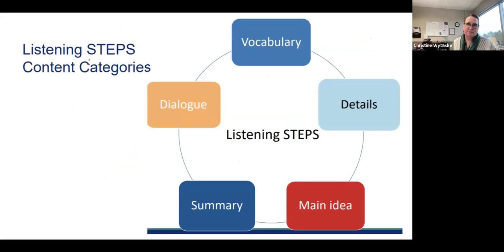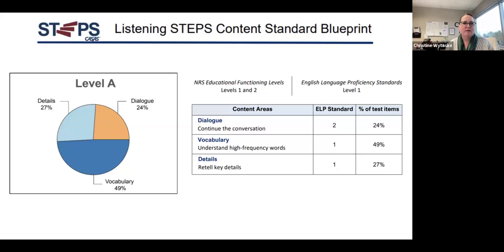A look at the listening. Same thing, you've got vocabulary, details, main idea, summary, and dialogue. Here's an example for the level A. How does it break down? And then over on the left, you can see which standard ties to each area and what percentage of test items on the level A test correlate to that.